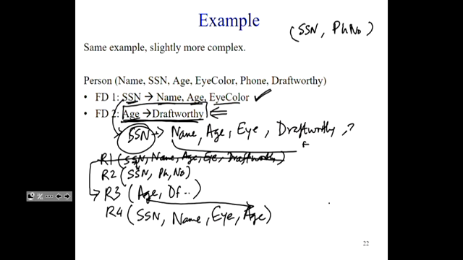Okay, so this is now my Boyce-Codd normal form. You can go and check whether there are any other functional dependency violations, and you'll find that there are no more. So this is indeed my final Boyce-Codd normal form decomposition for this. Okay.